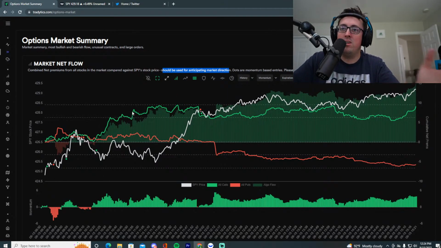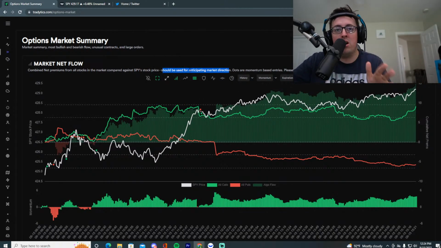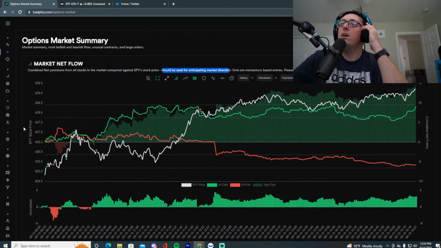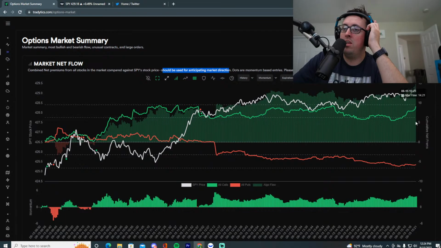You can change the time frame of it. This is just the intraday chart, so this is just what's going on today. As of right now, we have about $10 million in net calls in the market, which is extremely bullish. I've seen it go up to 25, 30 million in one day in calls and puts as well. But this is extremely bullish, guys.